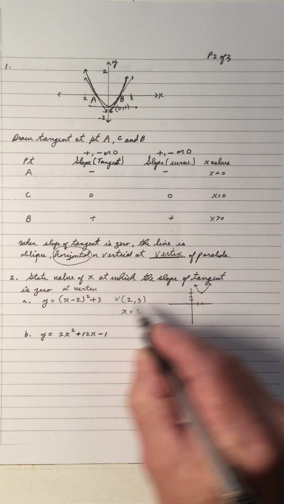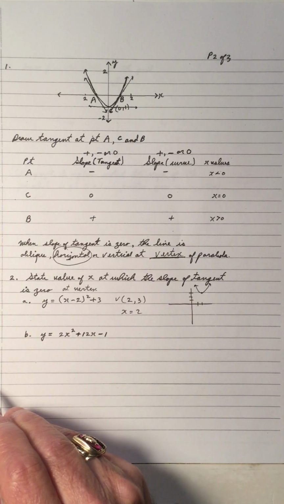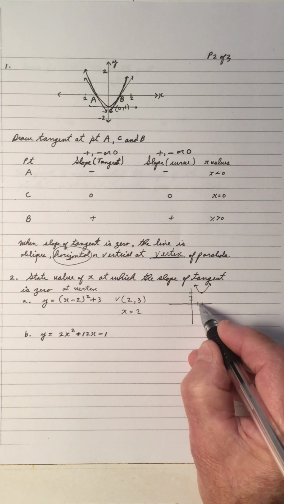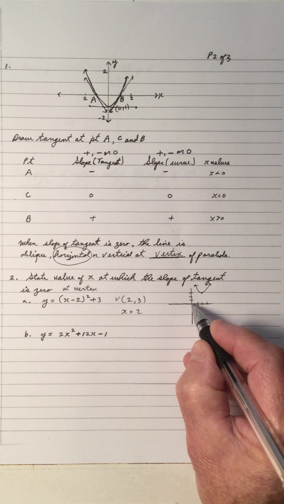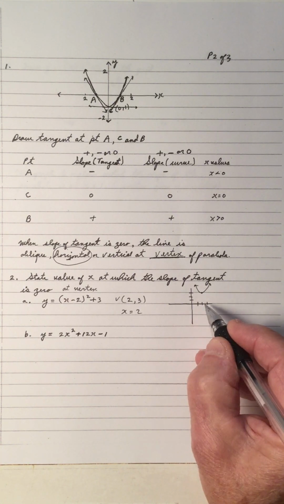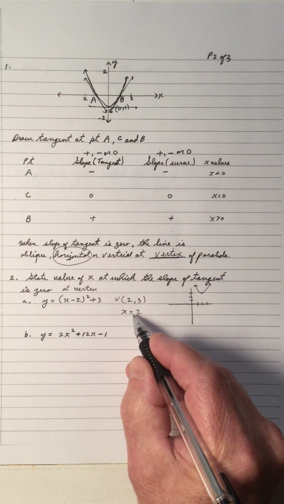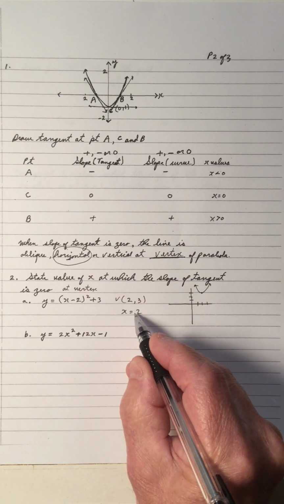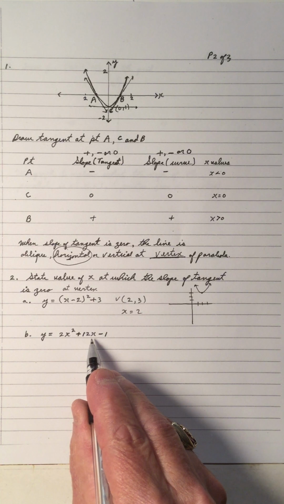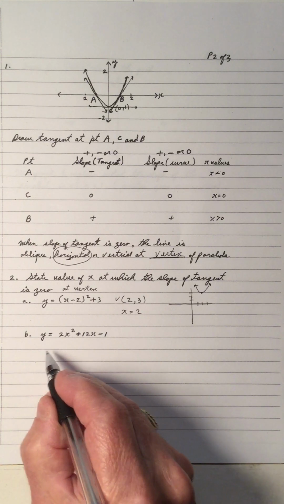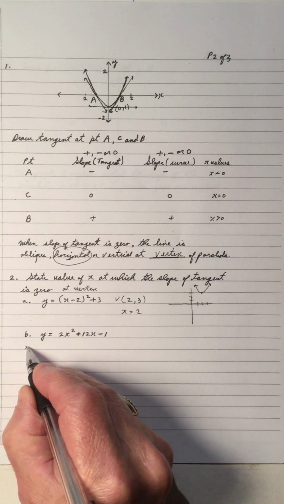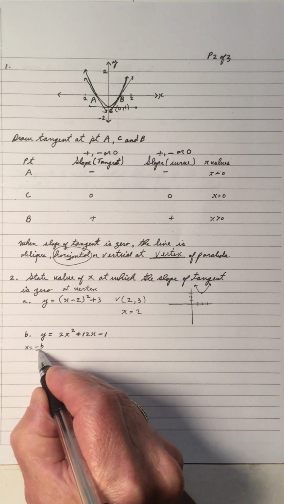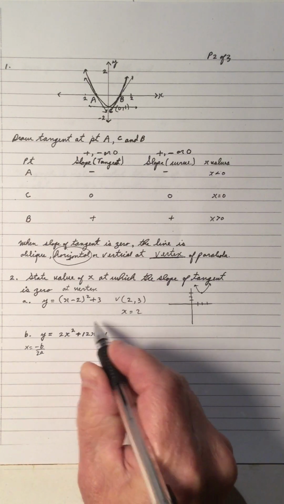Why do I know it's going up? Because this is positive. So if you put a 1 in, or a 3 in, or a 0 in, you'll get points up here. So this occurs at the x coordinate of the vertex. Now we have another one here. There are two ways we can do this. To get the x coordinate of the vertex, we can do x equals negative b over 2a. That's the fast way to do it.